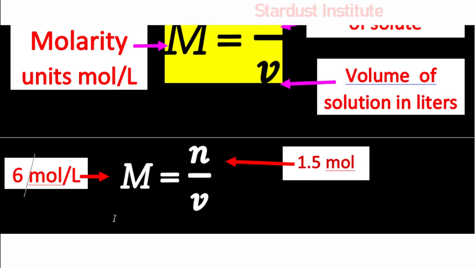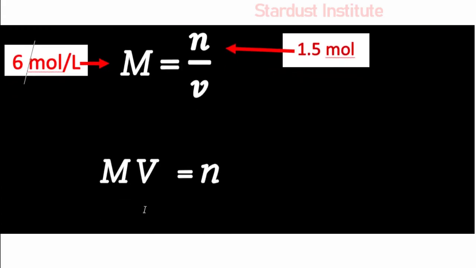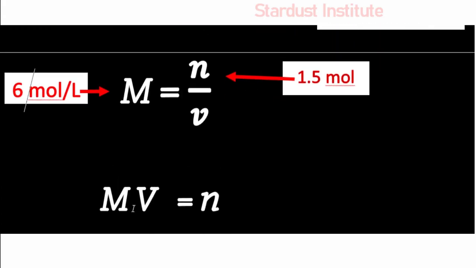But the problem is volume V is the denominator. In this way we can't solve this problem. Therefore we have to rearrange this formula in this way. M times V equals N. Now you can see M and V on the left hand side. But we need to keep V alone on the left hand side of the formula.